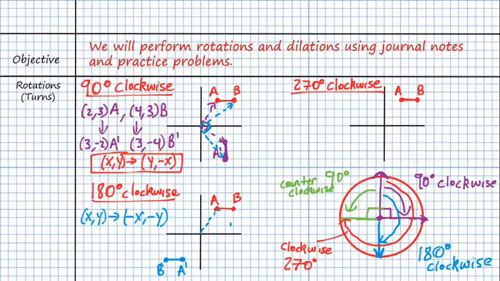And we can show this using A prime. We have our point (2, 3), and it is going to go to, well, this was A, and my A prime point became negative 2, negative 3.